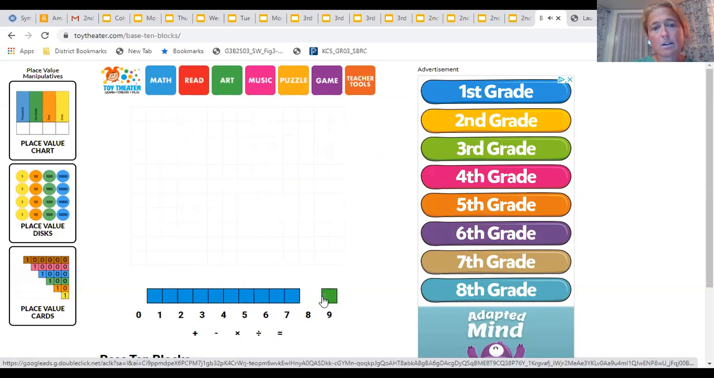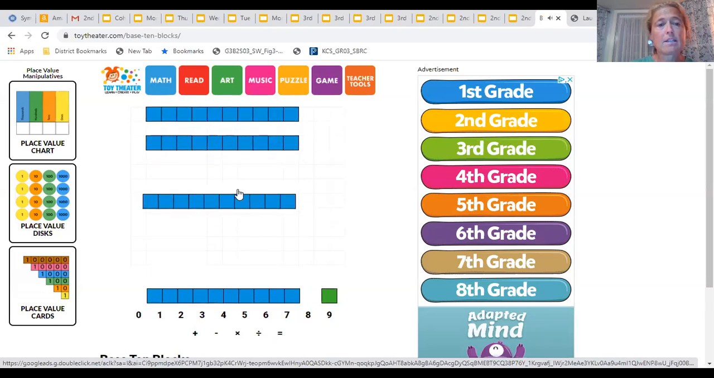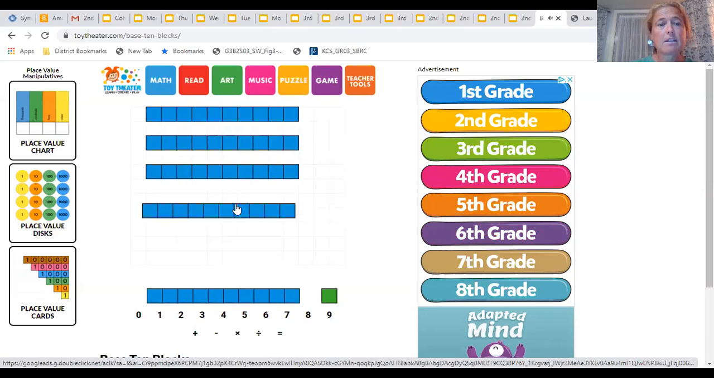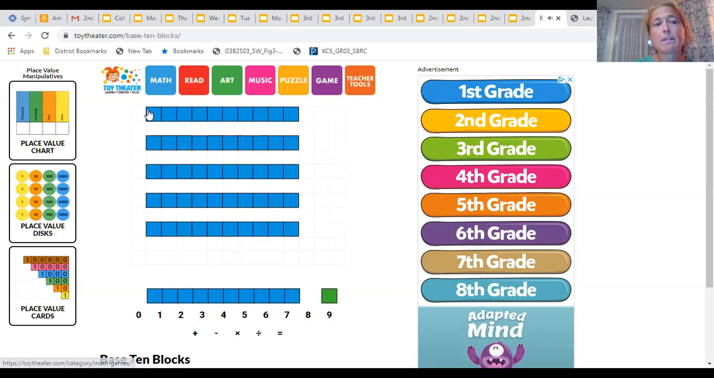All right, so if I wanted to make the number 52, well, in 52, you have 5 groups of 10. So I would need 1 group of 10, 2 groups of 10, 3 groups of 10, 4 groups of 10, 5 groups of 10. So it's like saying 10, 20, 30, 40, 50. We're counting by tens because there's 10 units in a rod.